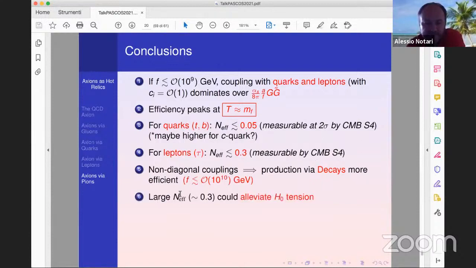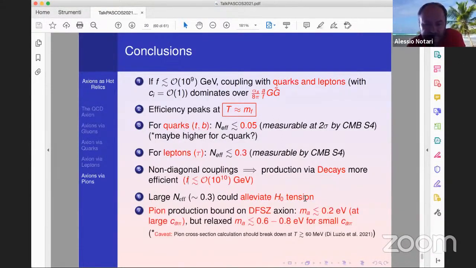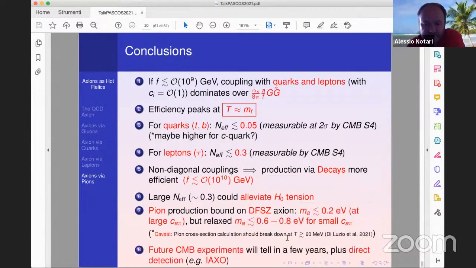Let me also mention that a largish ΔN_eff can also alleviate the H0 tension, as you probably know. And so this could be related to this physics. And finally, pion production puts a bound, which is actually of this size, 0.6, 0.8 electron volts for the KSVZ axion. And that's it. Future experiments will tell in a few years if this is realized.